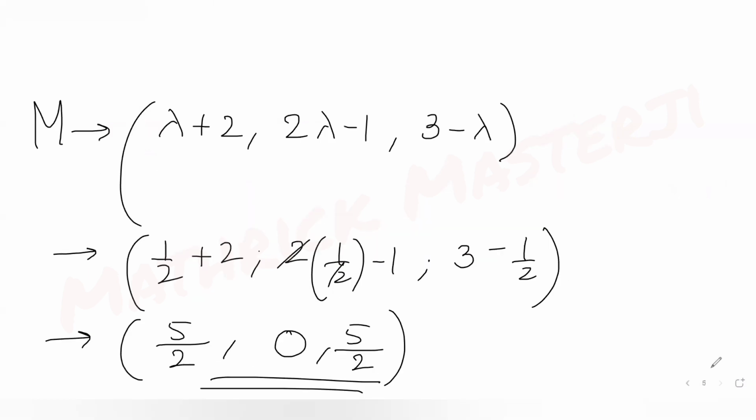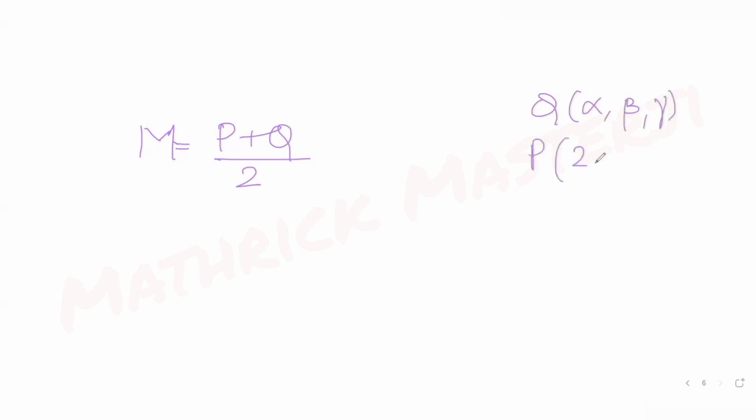So if I use the idea of the midpoint formula to find the coordinates of point M, M is equal to the coordinates of P plus Q over 2. So let's say coordinates of Q are alpha, beta, and gamma. I have coordinates of P also given to me, 2, minus 1, and 3. And I also have coordinates of M known now, that is equal to 5 by 2, comma 0, comma 5 by 2.